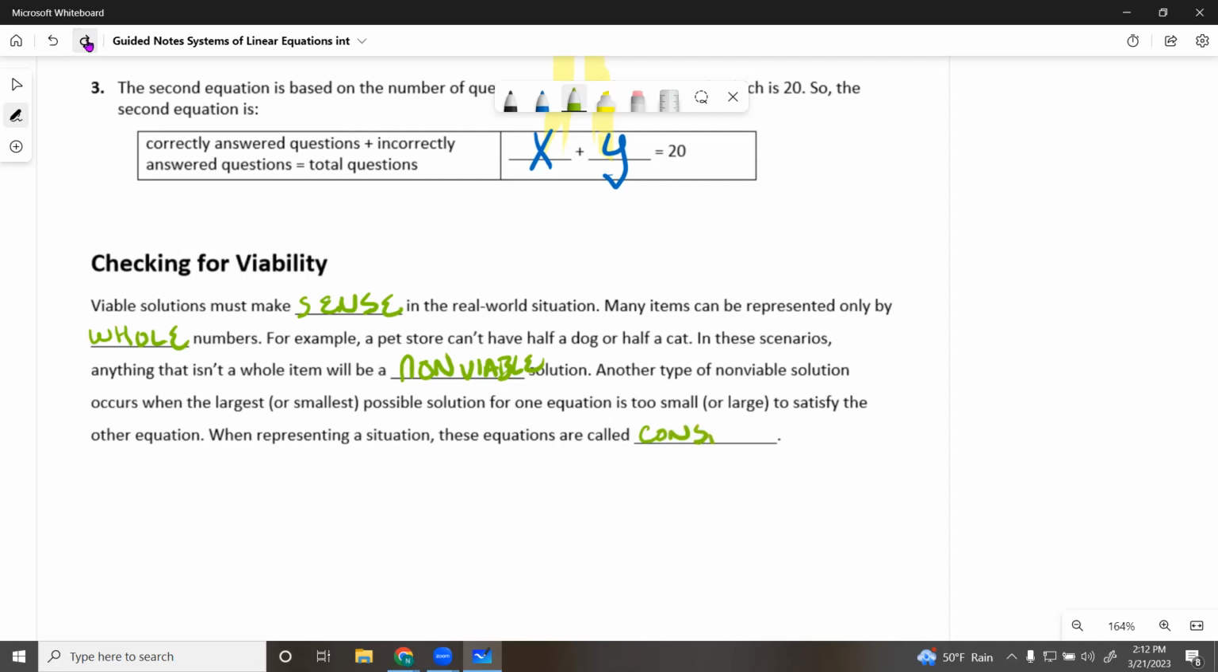So when representing a situation, these equations are called constraints. That means both have to be true in order for the solution to work. Constraints. Think of those as the gutter bumper things that protect the ball from going into the gutter. Okay. You can only knock down 10 if you stay out of the gutter. These constraints make it to where you get down to the end to get the correct strike. I don't know. Bad example, bad analogy.